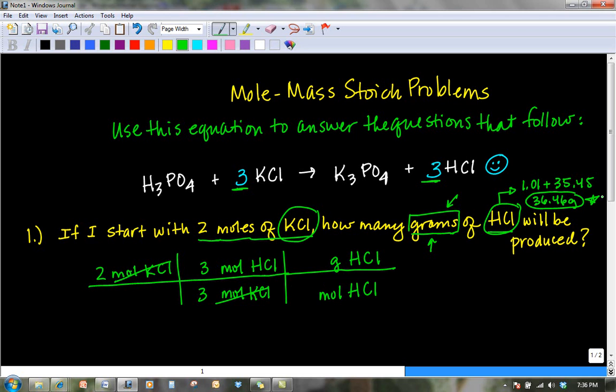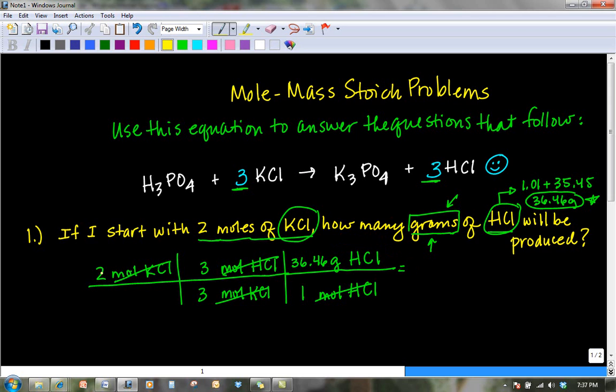Well, right over here, I've already calculated the amount of grams of HCl that are in 1 mole of HCl. So I'm going to put that calculation here. 36.46 grams of HCl is equal to 1 mole of HCl. Mole of HCl goes away, and I'm left with what I'm looking for, grams of HCl. So I know that I'm done making my dimensional analysis grid. So now all I have to do is calculate.